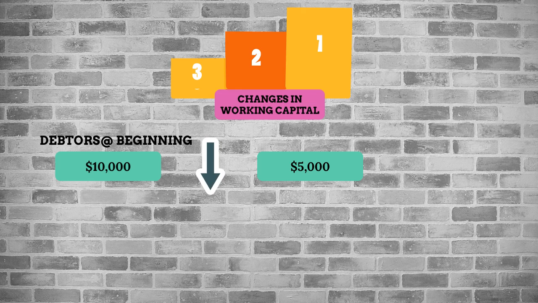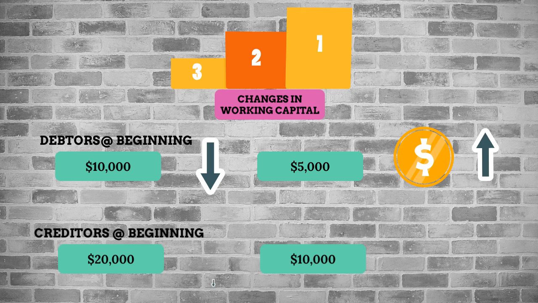So this means the company is able to collect cash from the customers, which indicates a cash inflow to the company. So this movement has to be added back to the cash flow from operating activities. On the other hand, if there is a decrease in creditors, it means that the company has paid amounts to its suppliers or vendors. Thus this movement in creditors indicates a cash outflow to the company and has to be reduced from cash flow from operating activity.